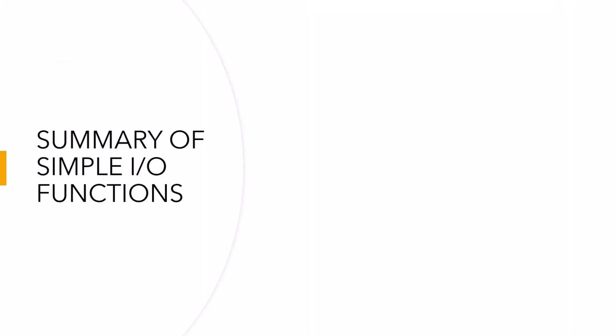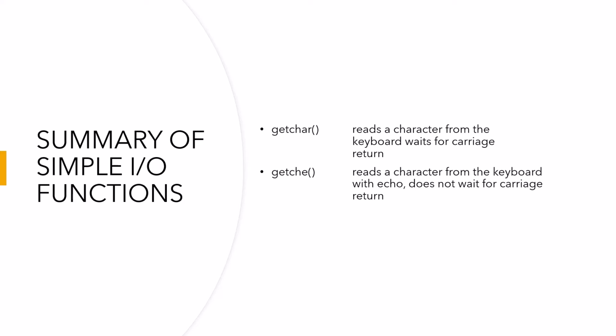Summary of simple I/O operations. We have getchar, which reads a character from the keyboard and waits for carriage return. We saw that getche reads a character from the keyboard with echo and does not wait for carriage return. We also saw that it does not need the putchar, right? Because it echoes the character on screen.